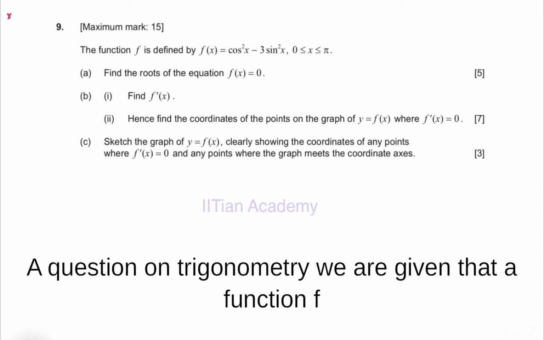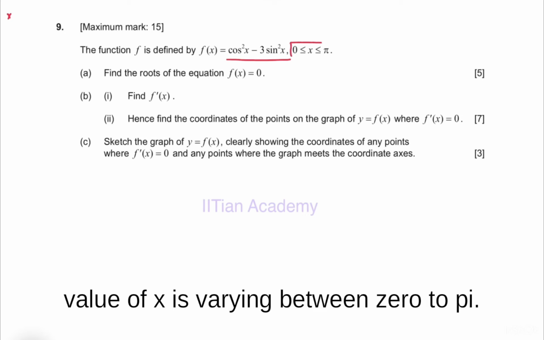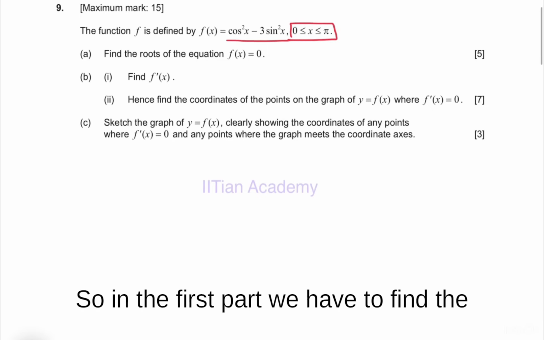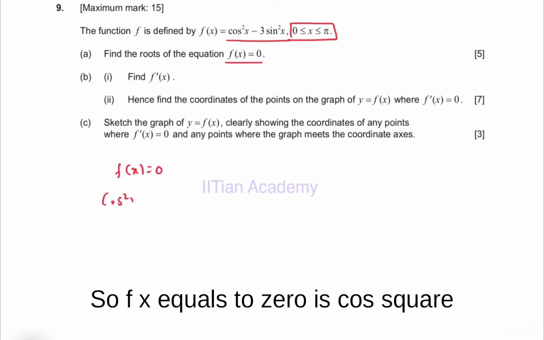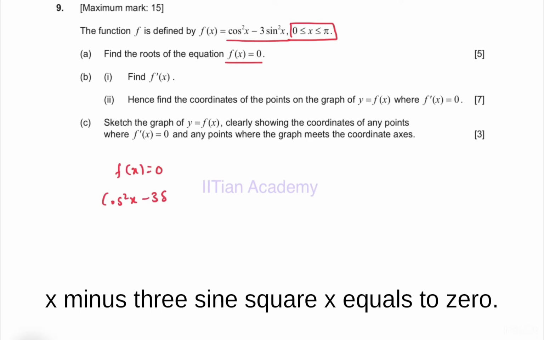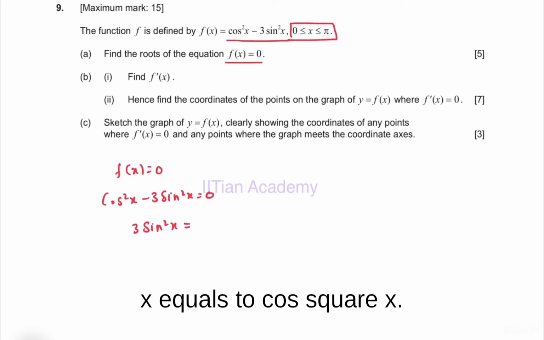A question on trigonometry. We are given that a function f is cos square x minus 3 sin square x, and the value of x is varying between 0 to pi. So in the first part we have to find the roots of the equation f(x) equals 0. So f(x) equals 0 is cos square x minus 3 sin square x equals 0. So this will be 3 sin square x equals cos square x.